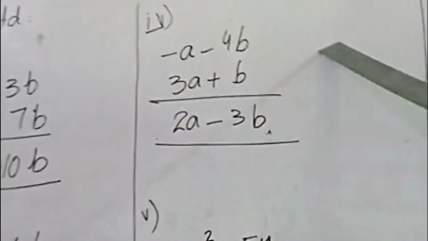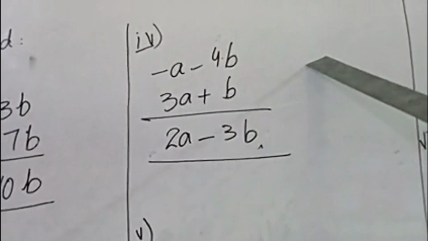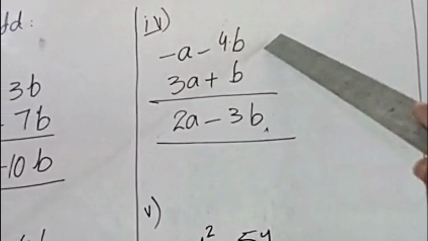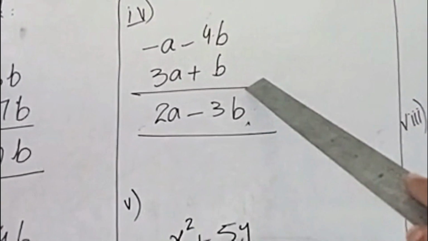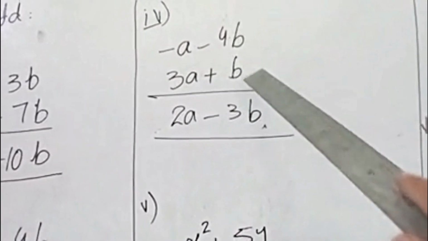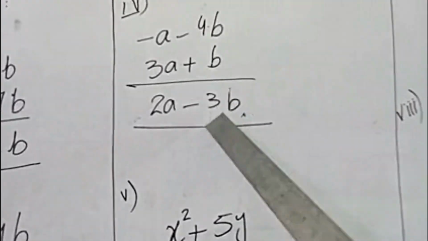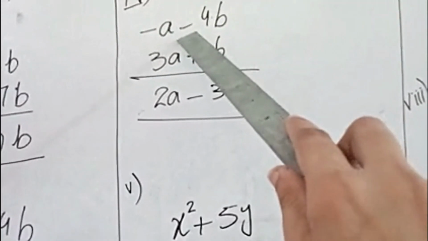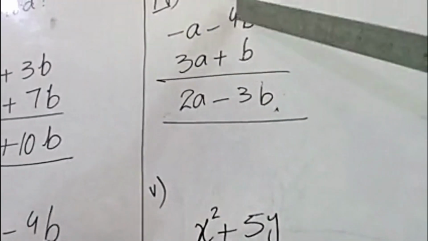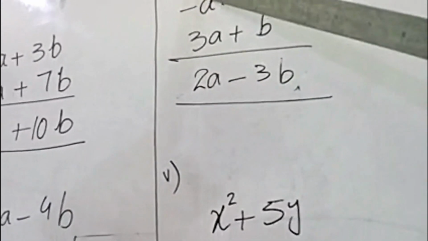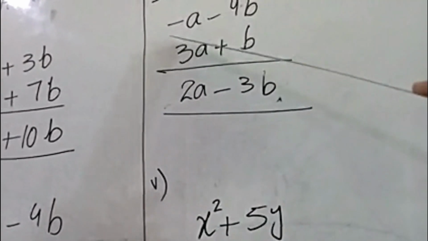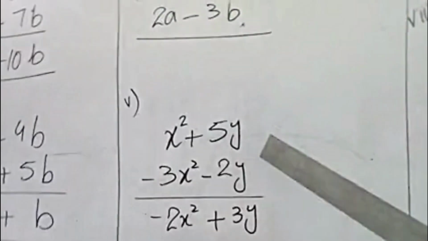Now in question number 4, minus a minus 4b is adding in 3a plus b. There is minus 4b and this is plus b. These are with opposite signs. When opposite signs, we apply subtraction. Minus 4 and this is plus 1. 4 minus 1 is 3, but the sign will be of the larger value. Larger value 4 is with minus sign. And minus a plus 3a. 3a minus a will become 2a because these terms are with opposite sign.